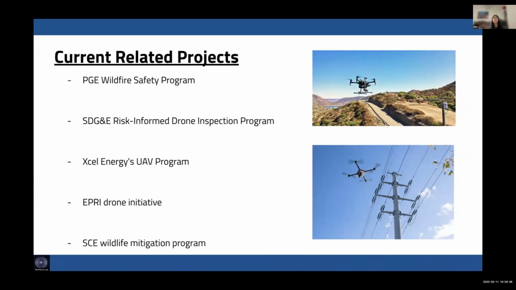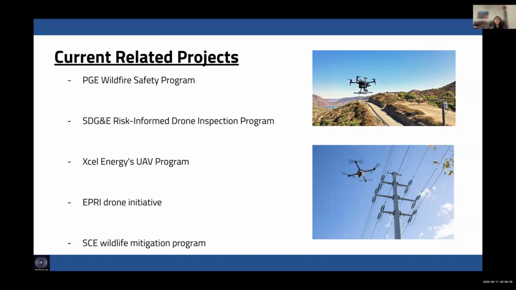So there are some current related projects related to this topic. For example, PG&E's wildfire safety programs and initiatives focus on reducing the potential for catastrophic wildfires related to electrical equipment, which would reduce the potential for these fires to spread. The RIDI program enhances the evaluation of SDNGs, overhead electrical power line supplies, and equipment identified within high fire threat district areas. Excel Energy has committed to investing in and using drones, or unmanned aircraft systems, UAS, to inspect its electrical and natural gas systems.